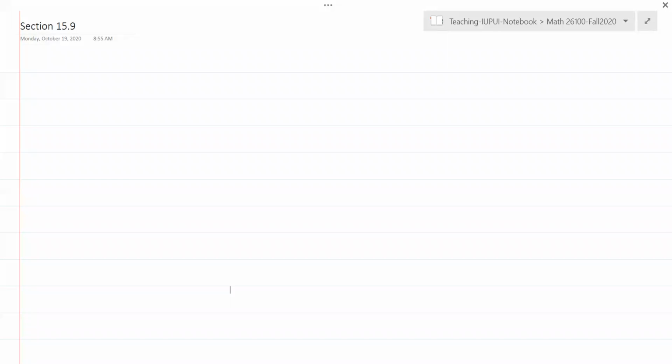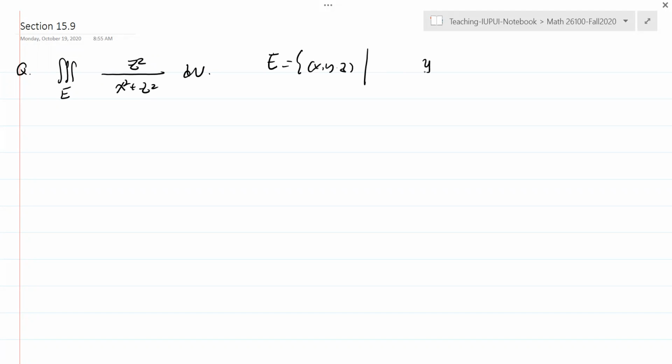All right. Now, let me go over one problem first. We're going to do the triple integral of z squared over x squared plus z squared dV. Now, what is the E? E is a domain described by the following inequalities: y is between 0 and 4, z is between y and 4, and x is between 0 and z.